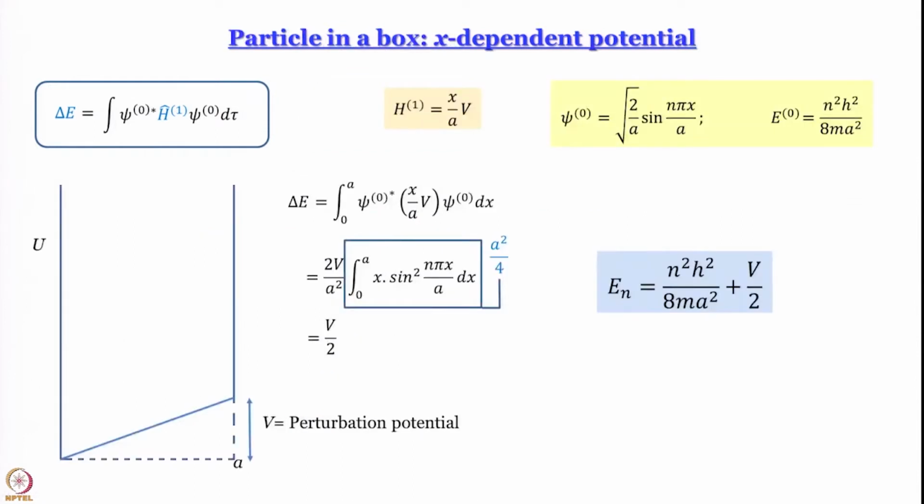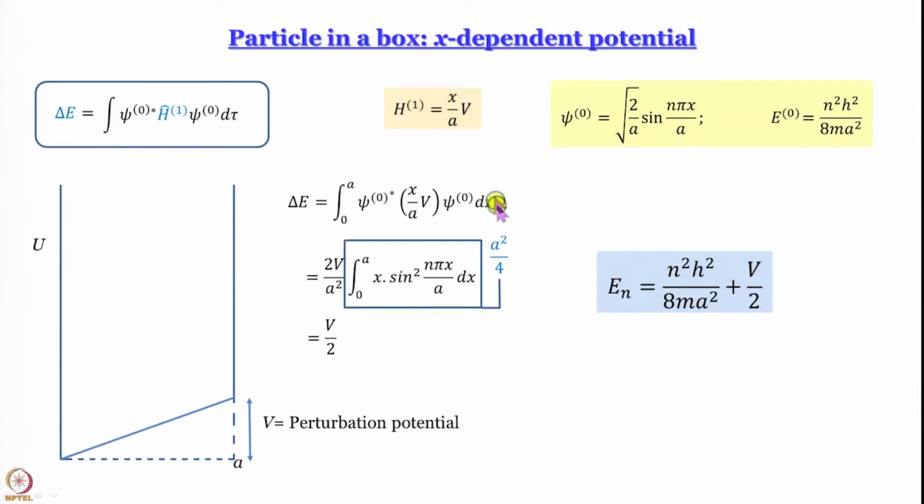Now, with this background, we have already discussed this particle in a box with a slanting bottom, meaning when x equals 0, potential energy is 0, when x equals A, potential energy is V. This is called the perturbation potential, and we have derived that this first order correction to Hamiltonian, well, we actually used it. It is pretty straightforward from here, it is a straight line, 0 at x equals 0, V at x equals A, simply becomes x into V divided by A.